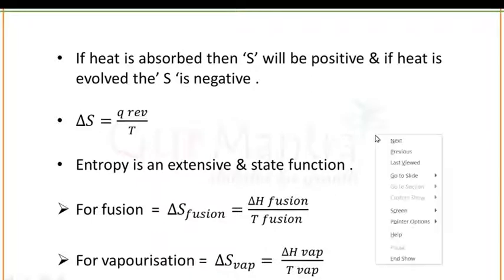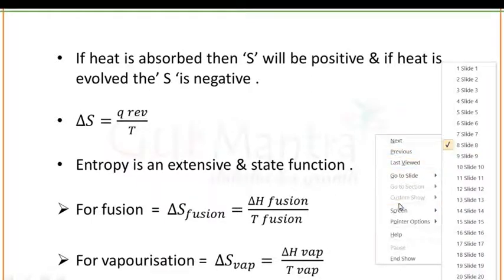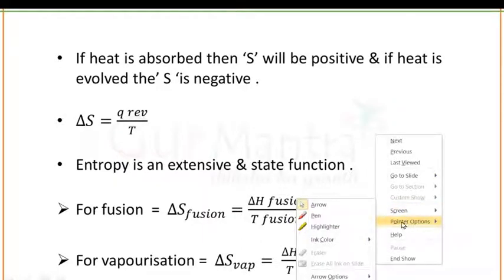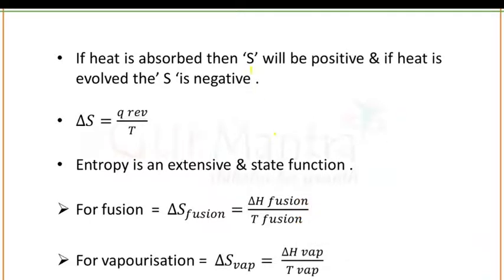Also, if heat is absorbed, then delta S will be positive, and if heat is evolved, if heat is liberated, then delta S will be negative. Now a simple formula to calculate the entropy, the randomness: delta S is equal to Q reversible upon T. This you have to memorize, that if you want to calculate the value of entropy change, then this will be equal to Q reversible upon T. What is Q reversible? Q is the heat supplied to the body and T is the temperature.